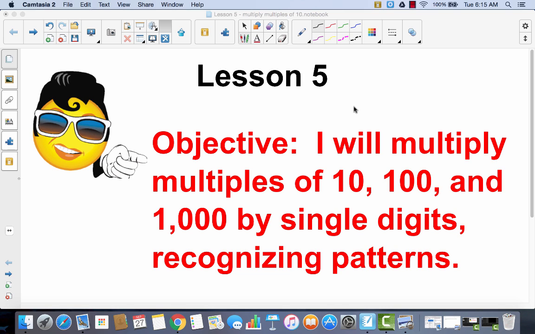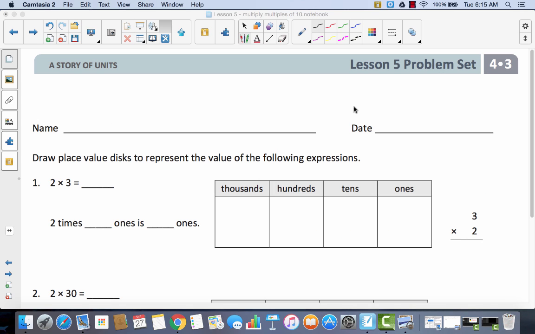Lesson 5, I will multiply multiples of 10, 100, and 1000 by single digits recognizing patterns. So we're going to continue what we started in Lesson 4 where we're multiplying by 10, 100, and 1000. All right, so let's go ahead and put your name on your problem set today.